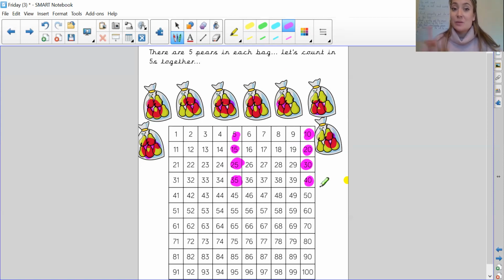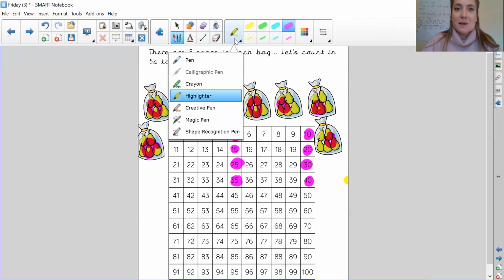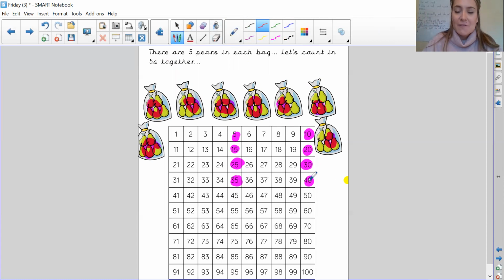Good. If you want to keep practicing counting those 5s, you can pause me and have a go. I'm going to send you a sparkle for some excellent work. So I have got 40. Let's not forget to write my answer. 40, a 4 and a 0.